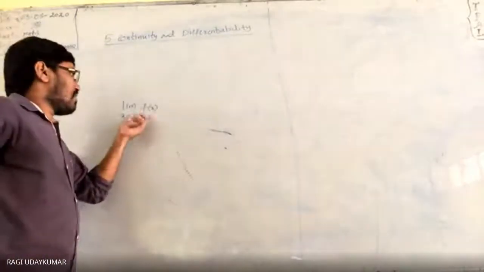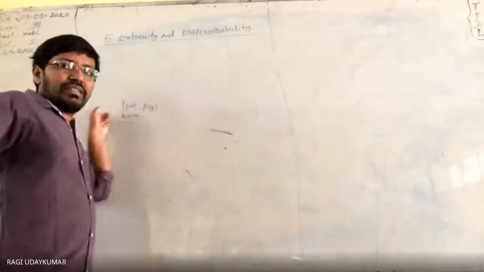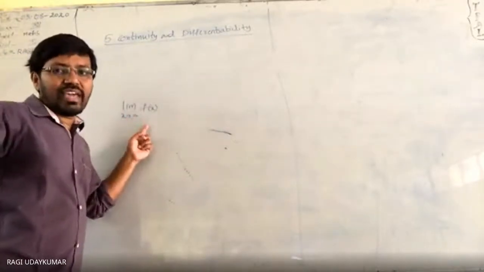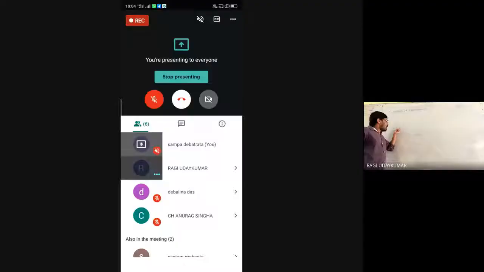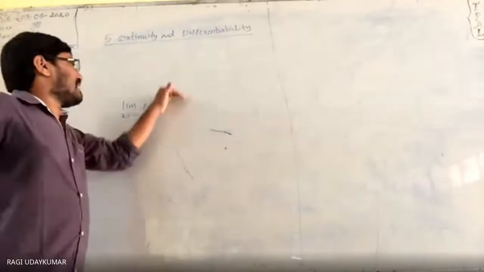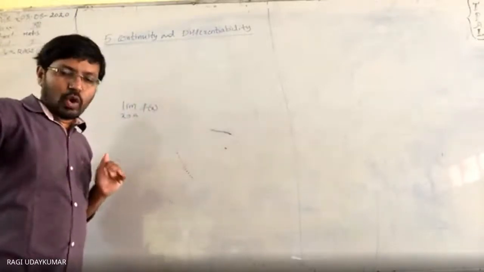Limit x tends to a of f of x is nothing but, what is the meaning of this representation? As x is approaching the value of a, what is the value of f of x we will get? That will be represented as limit x tends to a of f of x. Okay?